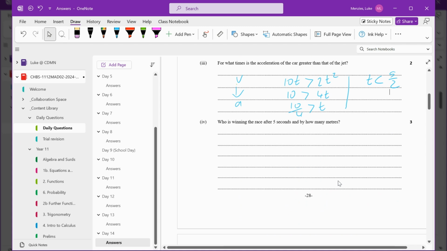Who is winning the race after 5 seconds, and by how many meters? The fact they're talking about meters here, and we've been given things in velocity, means we've got to turn things back into displacement. How do you go from velocity to displacement? We're going to integrate. So we want to integrate both the car and the jet. We'll integrate from 0 to 5 of 10t dt, and the other one, integrate 0 to 5 of 2t squared.